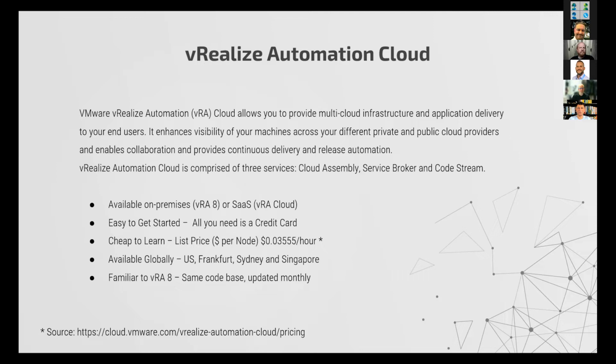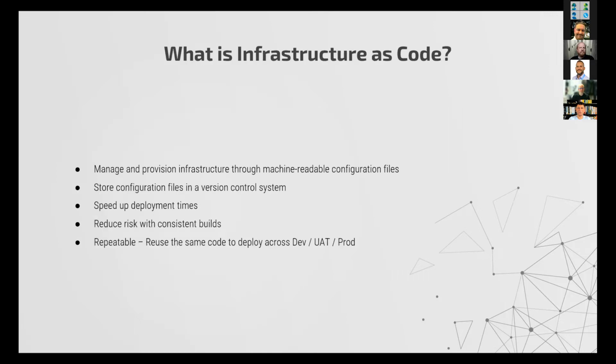And the best part is it's super easy to get started. All you need is your credit card. It's really cheap to learn. The list price is something like 3 US cents per hour. It's available globally. And if you're already familiar with vRA 8, if your organization already runs it, the cloud version is the exact same code base, and it's actually updated more frequently as well. So nice and easy to get started.